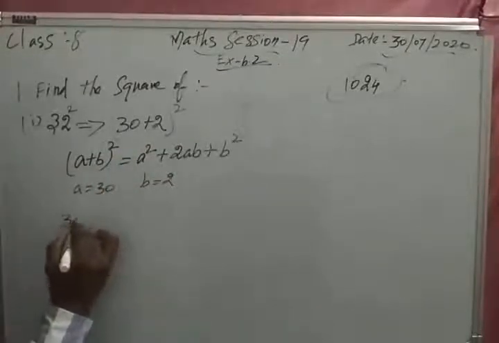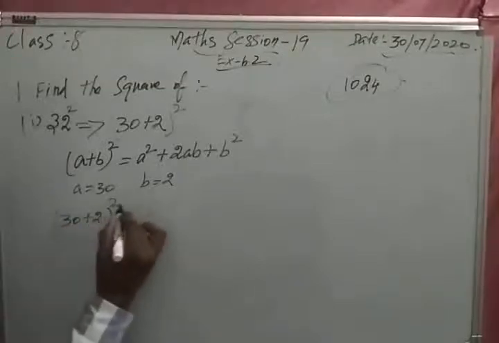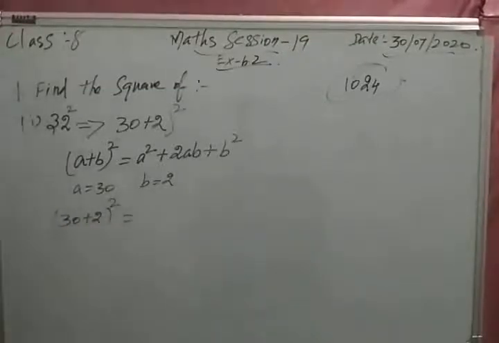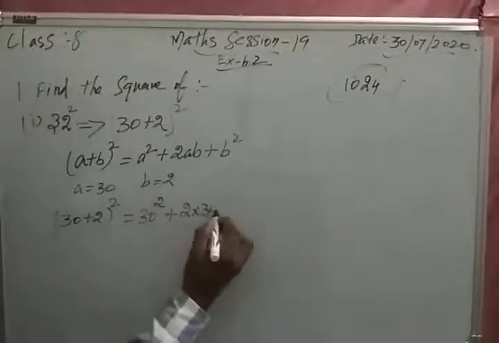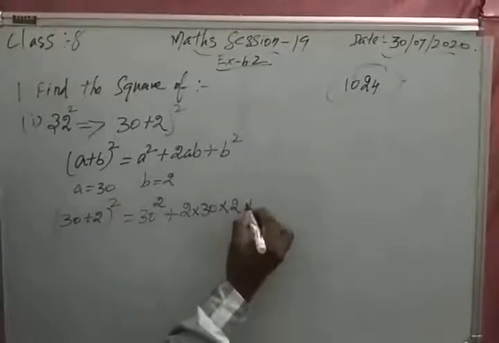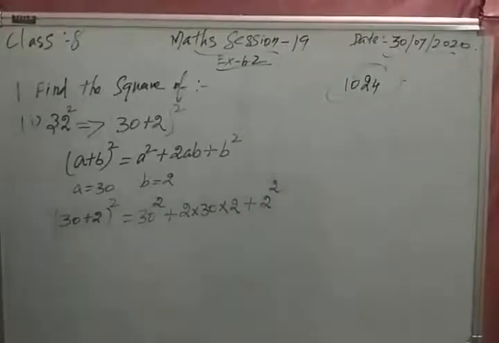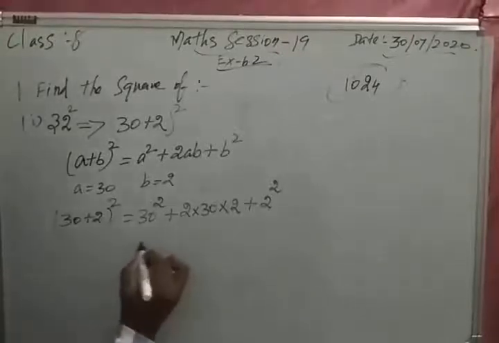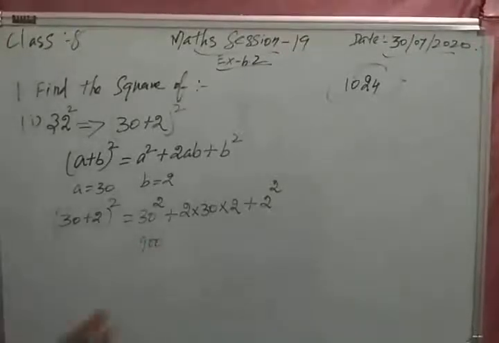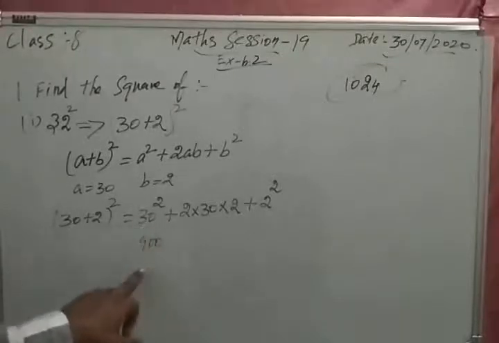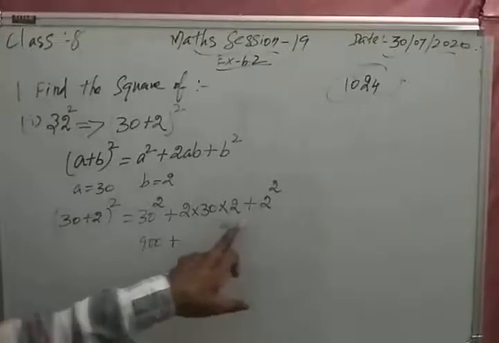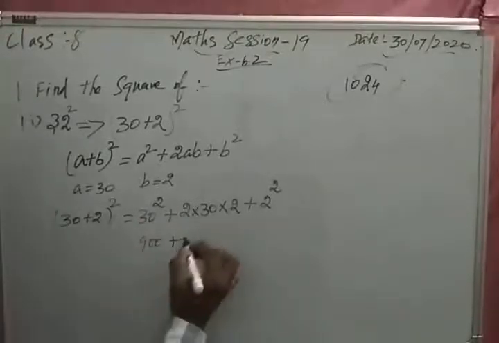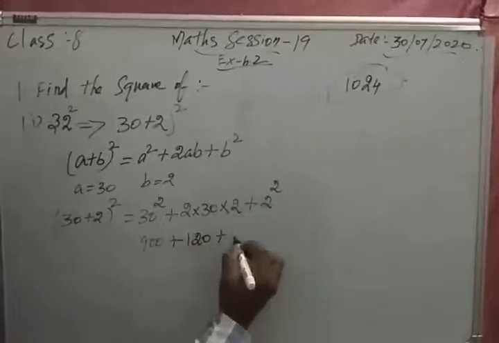30 plus 2 the whole square is equal to a square, which is 30 square, plus 2 into 30 into b value, which is 2, plus b square, which is 2 square. Now we can find out 30 square. What will come? 900. Yes or no? Because leave the 0, 3 3s are 9, then 2 zeros added. Plus this one: 2 2s are 4, 4 3s are 12, so 120, plus 2 square, 4.